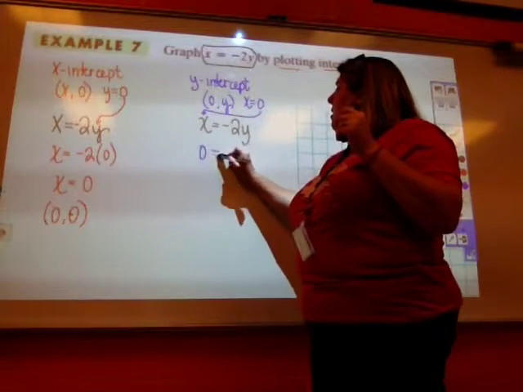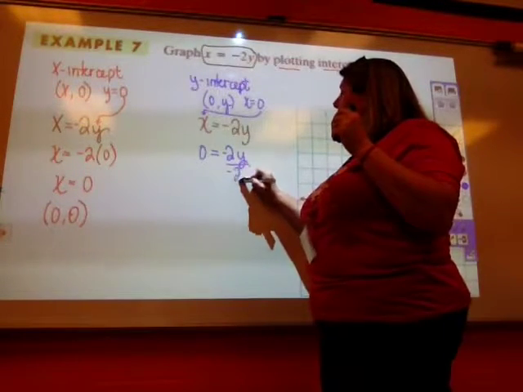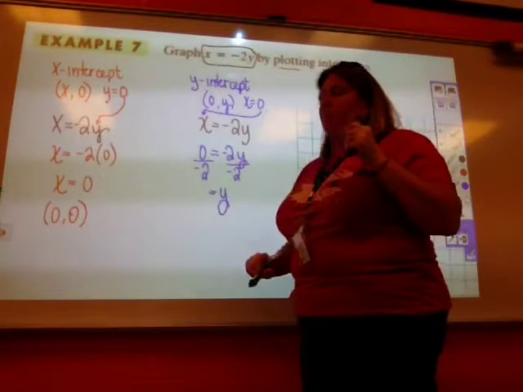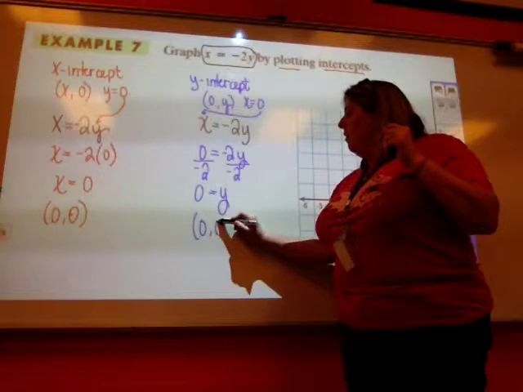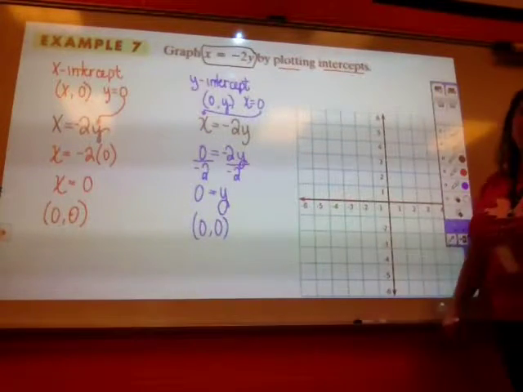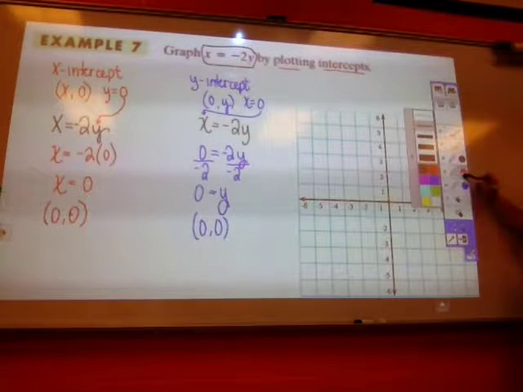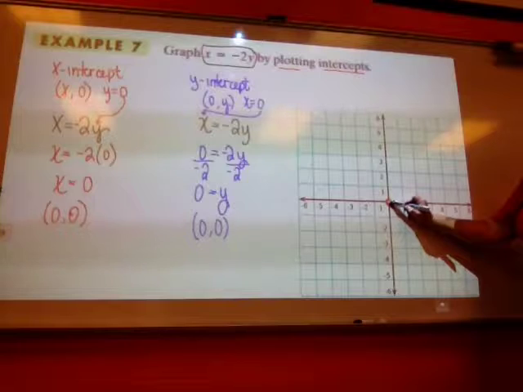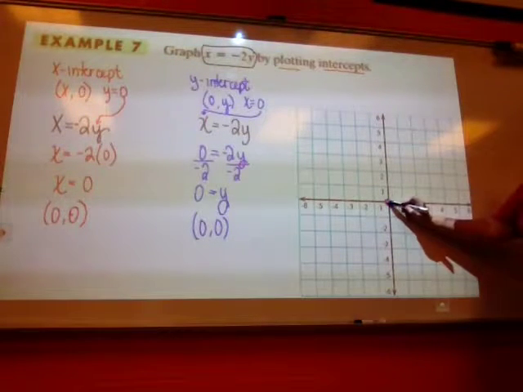So 0 is equal to negative 2y. I'm going to divide by negative 2. And y is going to equal what? 0. So what's my ordered pair? 0, 0. So now when I go to graph, I'm going to graph my x-intercept at 0, 0. And then I'm going to graph my y-intercept at 0, 0.